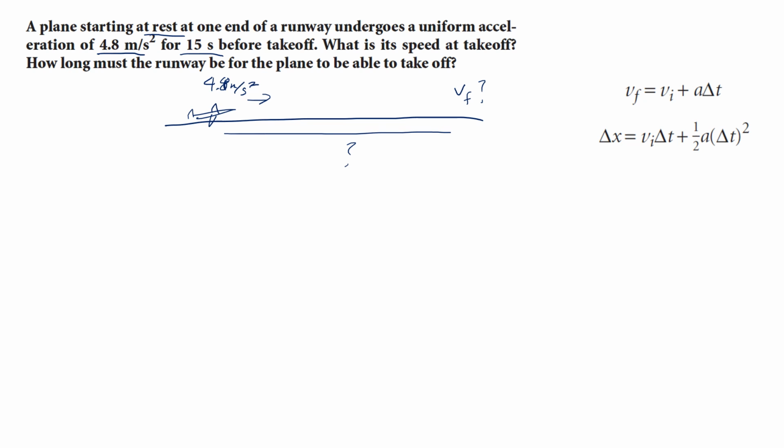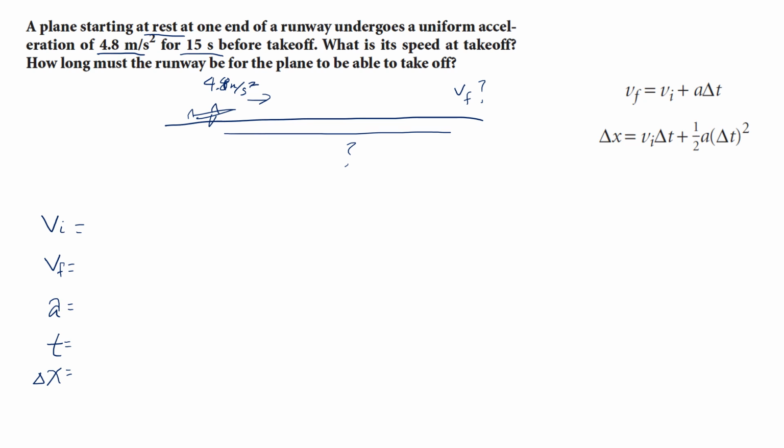I have a quick little system to get us through this. It's called VVATX. V initial, I'm going to put a little i there for initial. That's the starting velocity. V final, I'm going to put a little f there. Acceleration, time, and this is our displacement, delta x. Let's go through this problem and fill in as many of these as we can.